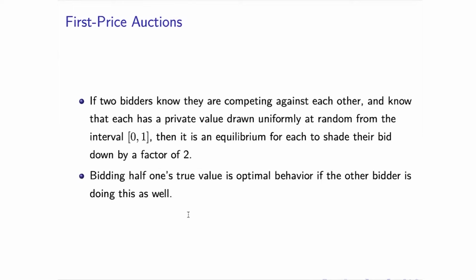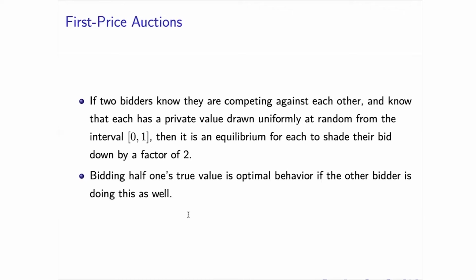So here is the full significance. If both of the bidders know that they are competing against each other and that each has a private value drawn uniformly at random from a 0-1 interval, then it is equilibrium for each to shade their bid down by a factor of 2. So basically it is equilibrium for each of them to be using this function S equal to V by 2, right? However, notice this is an equilibrium result in the sense that bidding half of your own value is optimal behavior if the other person is also doing so as well.